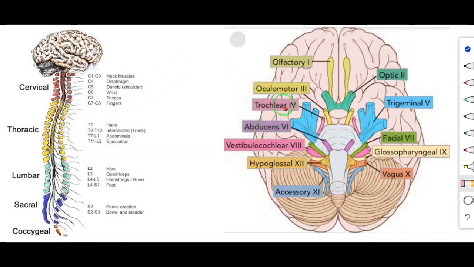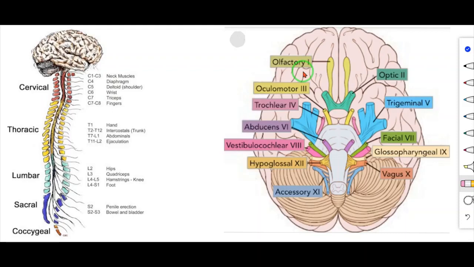Next one is cranial nerves. In man, there are 12 pairs of cranial nerves. See here: olfactory, oculomotor, optic. Anyway, 12 pairs of nerves are present.